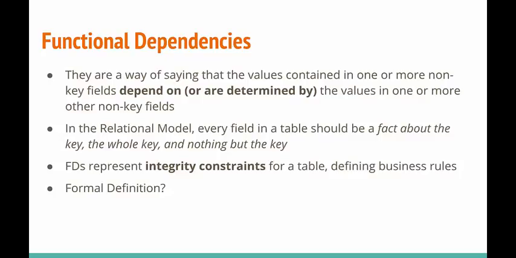Functional dependencies represent integrity constraints for a table, defining business rules. We strive to have this idea of one fact in one place, and an extension of that is we strive to have all the information about one thing contained within one table, at least as much as possible. So what does the formal definition look like? Well, functional dependencies, and in truth the relational model, is mathematically based. So let's take a look at that formal definition.